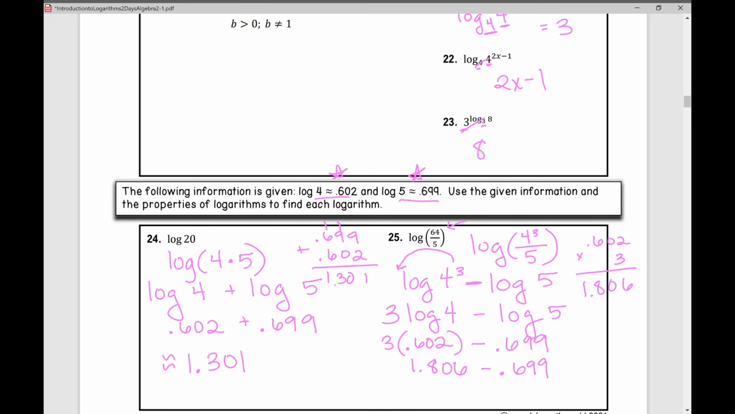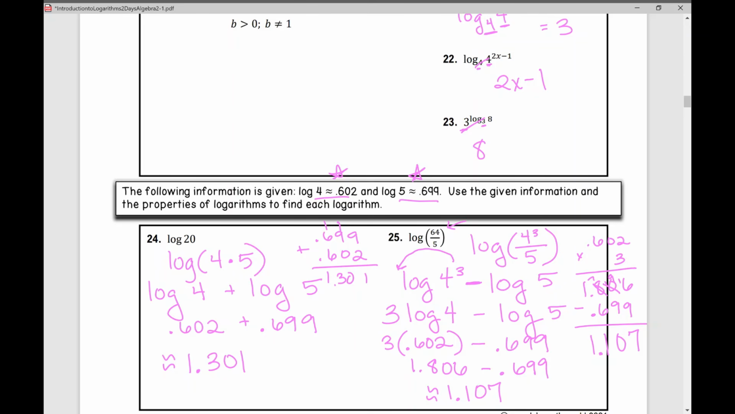So now I'm going to subtract. Make sure you line up your decimals. 0.699. And so we're doing it old school. We've got to do this by hand. I can't do 6 minus 9. I've got to go over here. Change that to 7. That becomes 10. Change it to 9. 16 minus 9 is 7. 9 minus 9 is 0. 7 minus 6 is 1. Bring down my decimal, and I've got 1. And my answer is approximately 1.107.